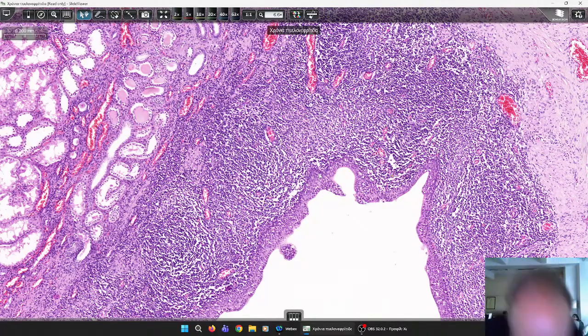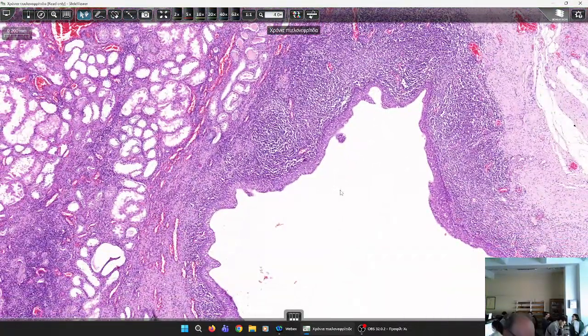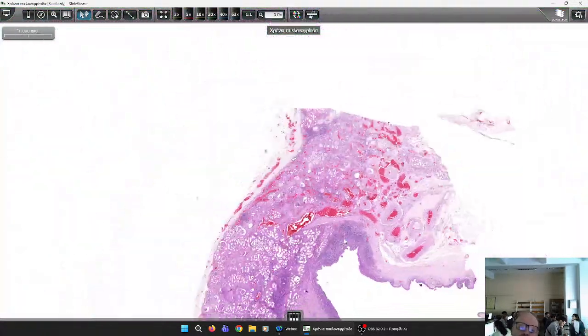We saw lymphocytes compatible with chronicity, and there are some other signs of inflammation. Have a look here.